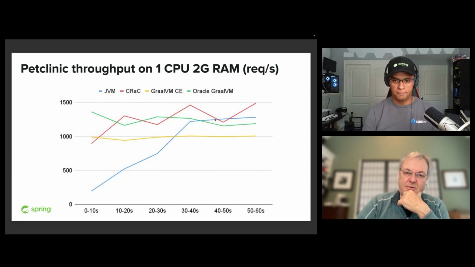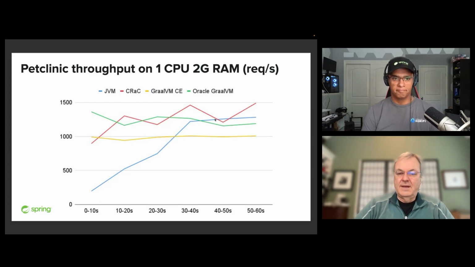Another thing to look at is the throughput, right? So if you have a native image or you have a CrAC or you have a regular JVM, the throughput might vary depending on your platform and how you start things up. That's something to measure. That is amazing.